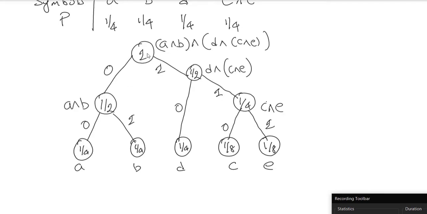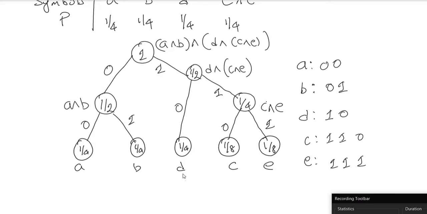For example, I have to start at the root, go left and left. That means 0 and 0. So A gets the code word 0 0. Similarly, B gets 0 1. And I have assigned the code words for all other symbols similarly. I would recommend pausing the video here and convincing yourself that these are the code words assigned to each of the symbols. Also notice that the resulting code is actually a prefix code, and we know this because we are assigning the code words according to a binary tree. So the resulting code has to be a prefix code.